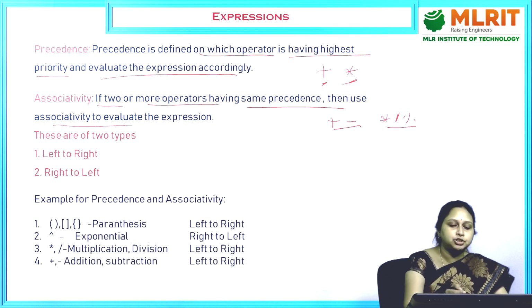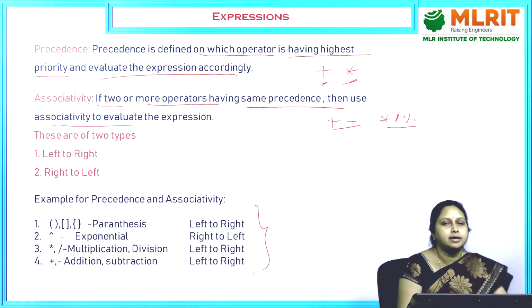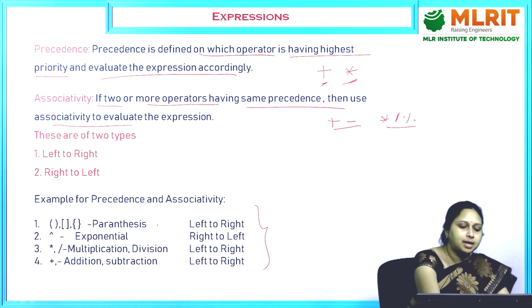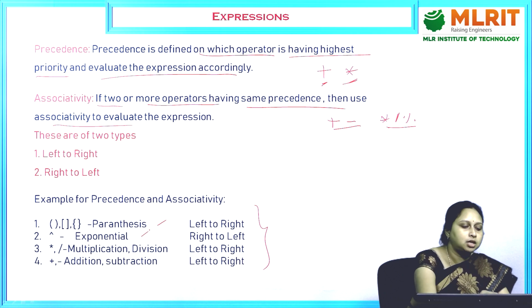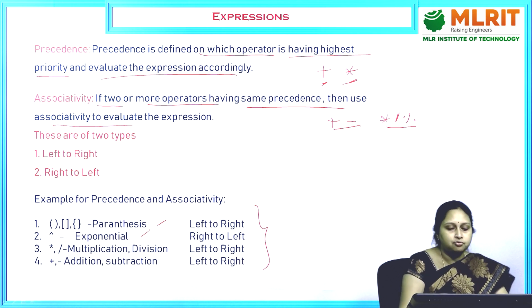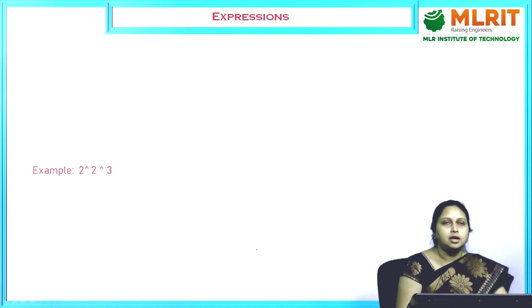Here I have mentioned a few operators which follow left to right and right to left associativity. Observe here, the parentheses have associativity from left to right, and exponential has it from right to left. This is different, and the remaining ones, multiplication, division, addition, subtraction, all follow the same left to right associativity. Only a few operators follow the other. You can refer to that table and evaluate the expression. Now you can see some examples of how to evaluate it.